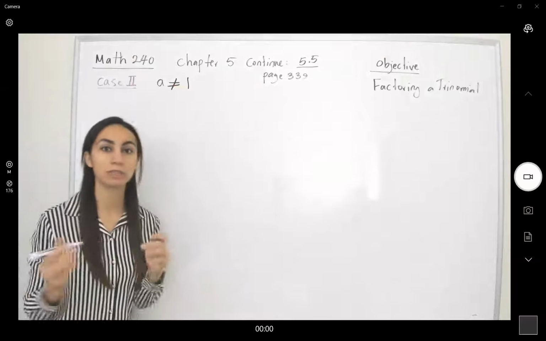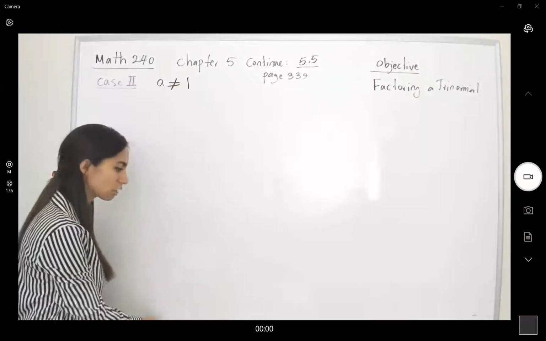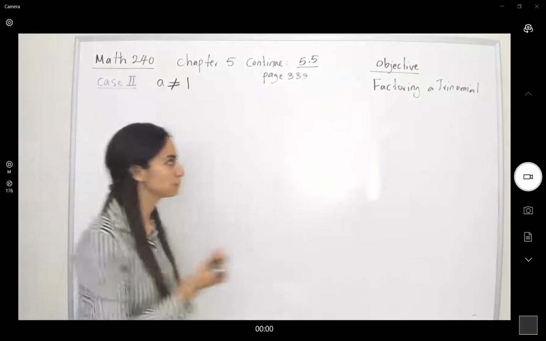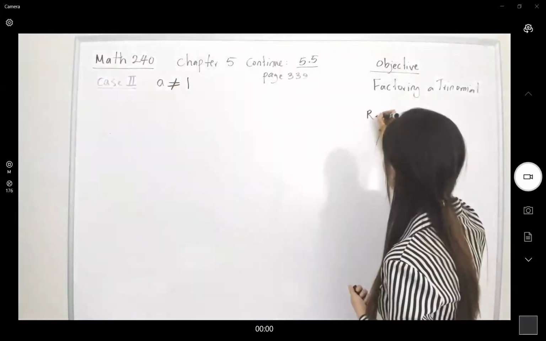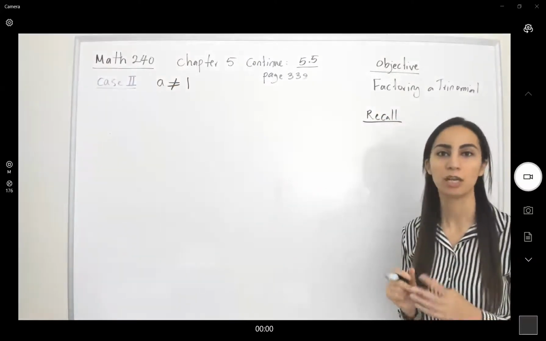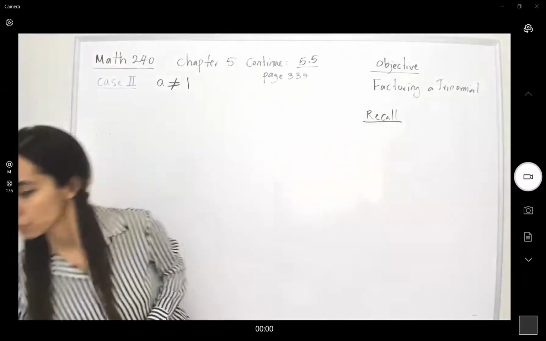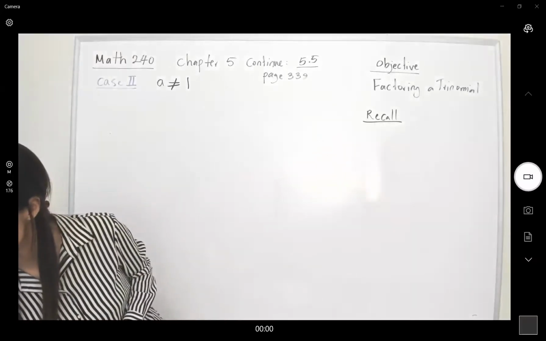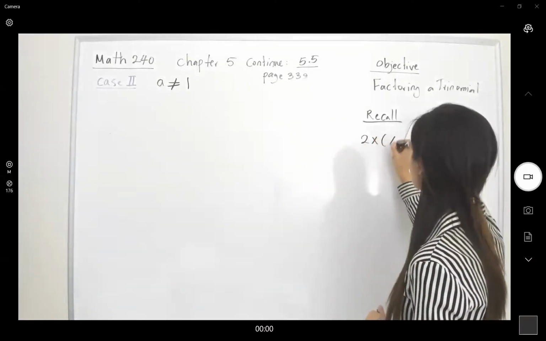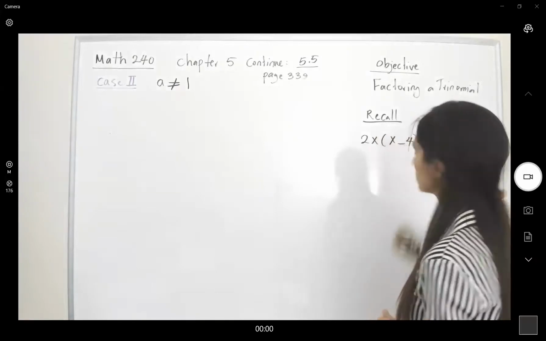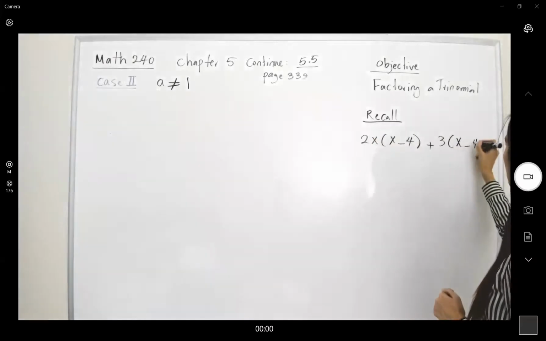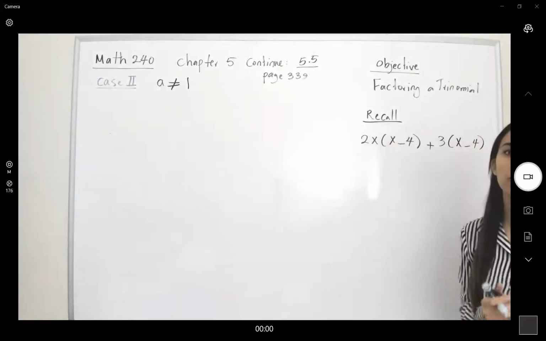So if we're going over this method, let us recall what we learned before. If we have an expression similar to, let me write down the example from the book for you, 2x times x minus 4 plus 3 times x minus 4, and I ask you to factor this completely.